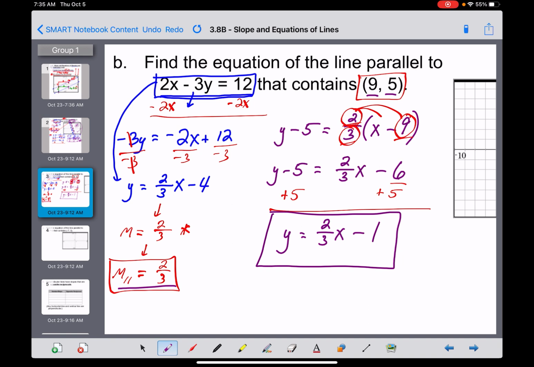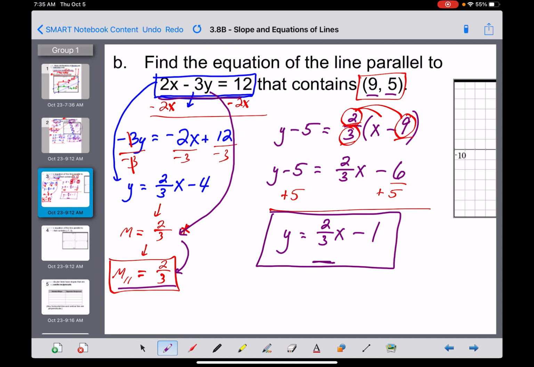Let's check the two things it needs to do. Number one, is this line parallel to this line here? Well, doing some work here, we found that the slope of this line was equal to 2/3, so the slope of our line should be 2/3 as well, and I see that right here. So I feel pretty good about that.